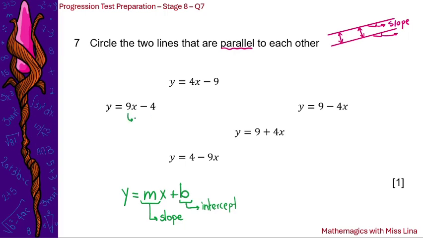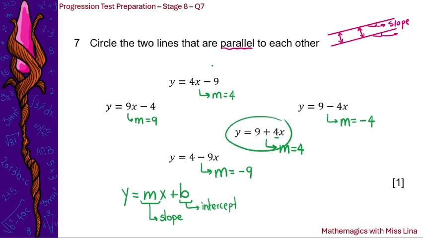For example, for this one, the slope is 9. For this one, the slope is 4. Be careful with these ones because they give it in another order. Even when the 9 goes first, the slope is the 4 because it's the number that goes with the x. So the slope in this case is 4. For this one, the slope is minus 4. And for this one, finally, the slope is minus 9. So yes, guys, this one and this one are the two lines that have the same slope, a slope of 4. So you just circle those two and you are going to get the mark.